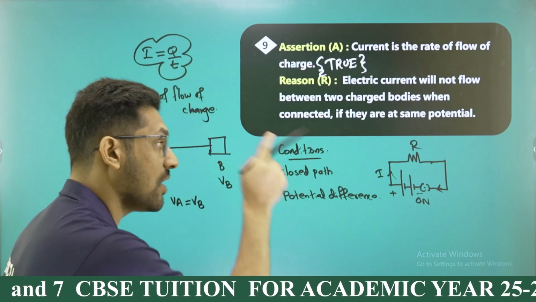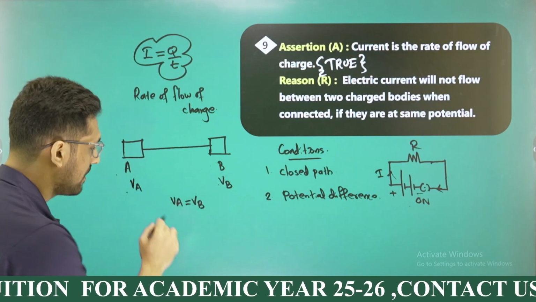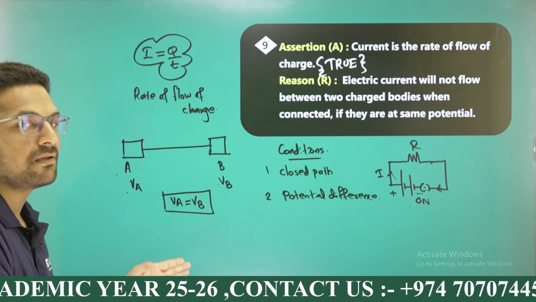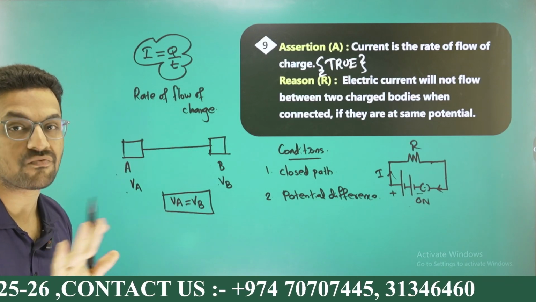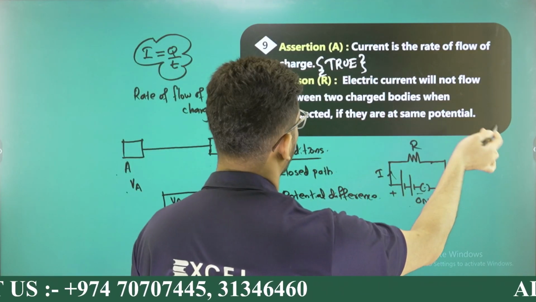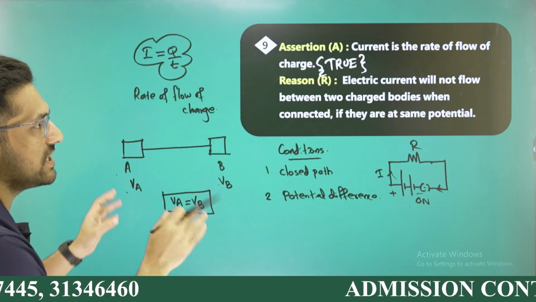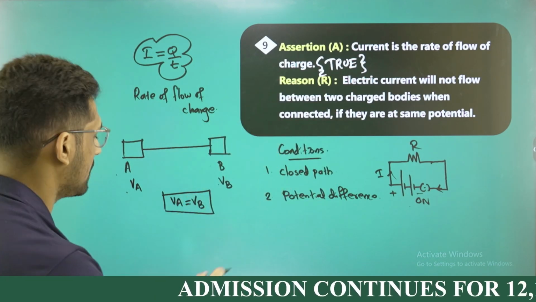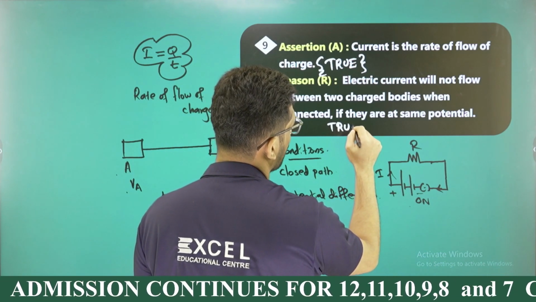Okay, now back to our question. There is A and B. The potential of A and potential of B is same. That means if the potential is same, there is no potential difference. If there is no potential difference, the current will not be flowing. Did you understand that? So electric current will not flow between two charged bodies. Even if they have the charge, if their potential is same, then the current will not be flowing. That makes the reason true, right?